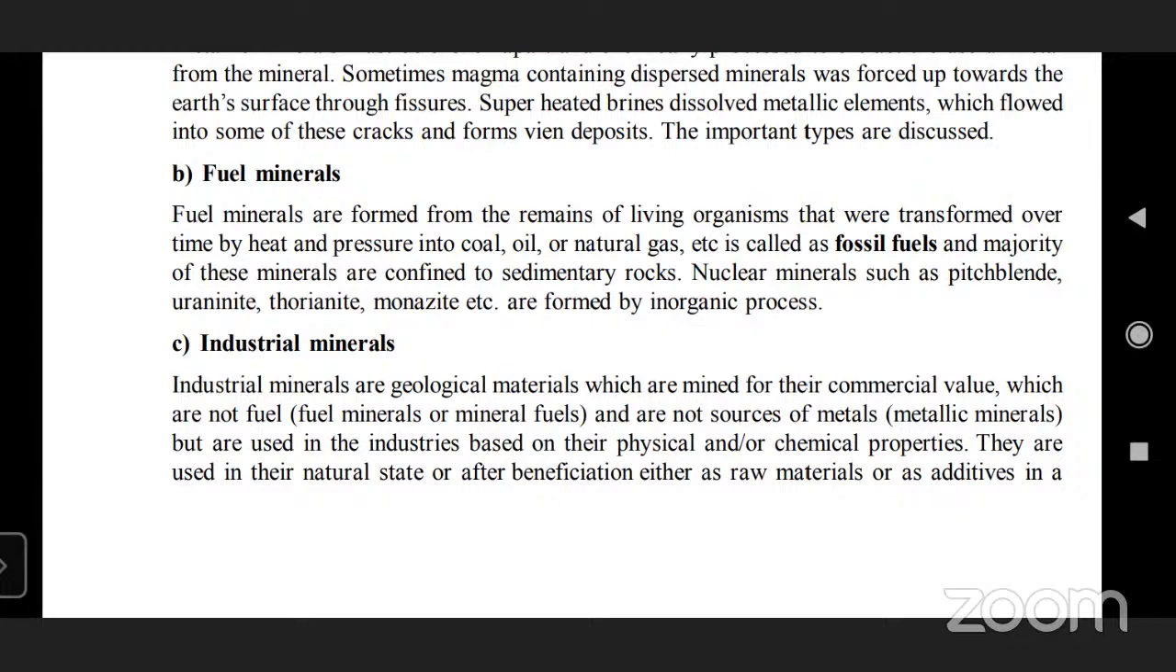Inorganic process is nothing but chemical solutions formed by chemical weathering. By chemical weathering, the solutions are formed, and these solutions lead to nuclear minerals. Then coming to industrial minerals.